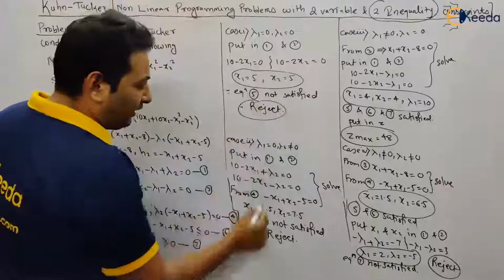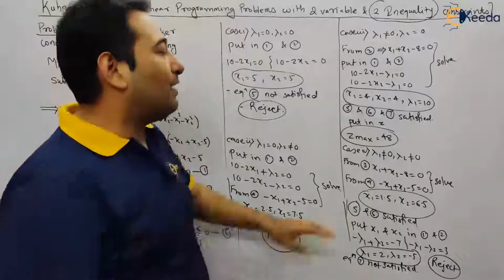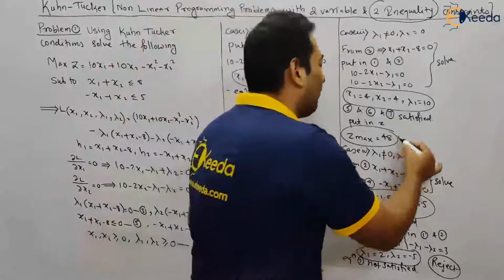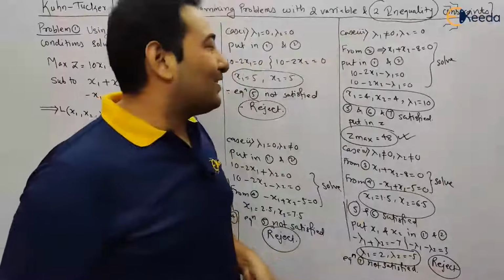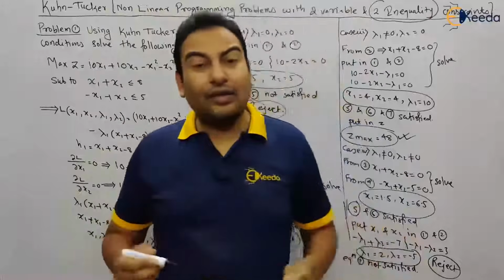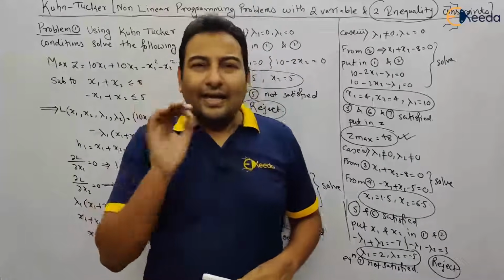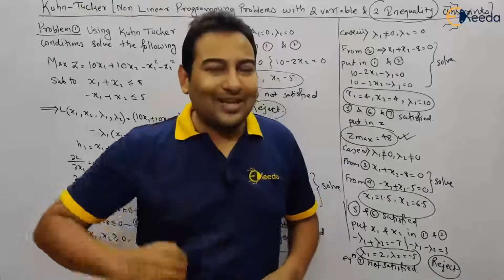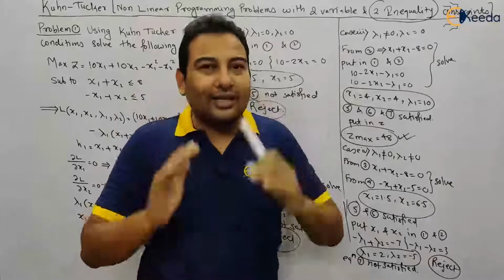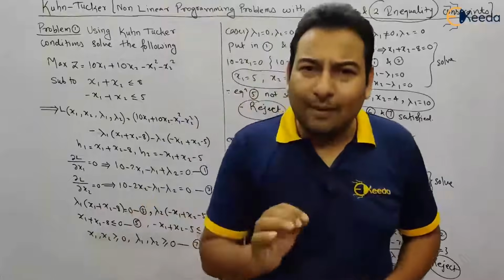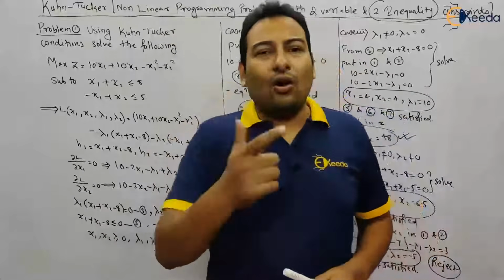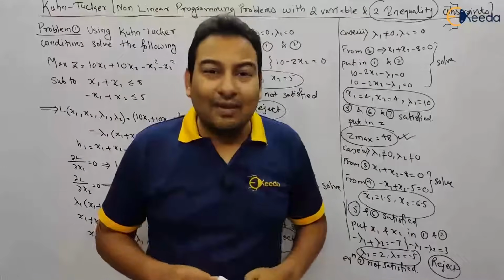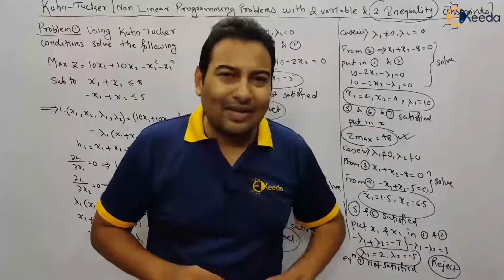This pair will be rejected, and only one pair is accepted, and this is your final solution: Z max is equal to 48. We're done with the problem. Hope you understood. I highly recommend watching these videos 2 times, 3 times, 4 times till all the steps are clear in your mind, because the procedure is the same. You solve one problem or 10 problems of the same type, the procedure is exactly similar.